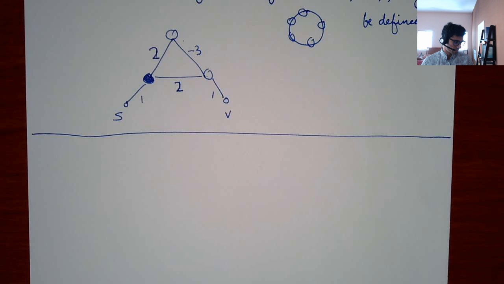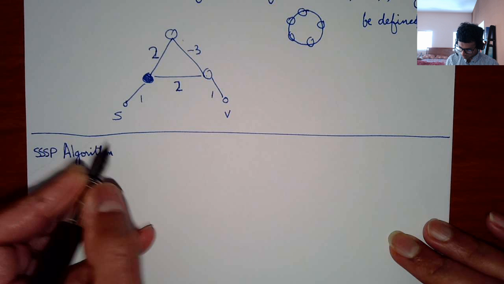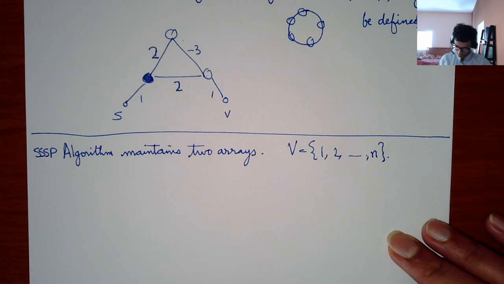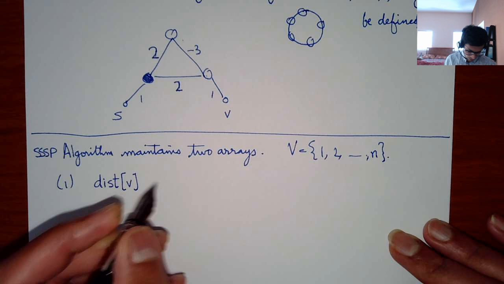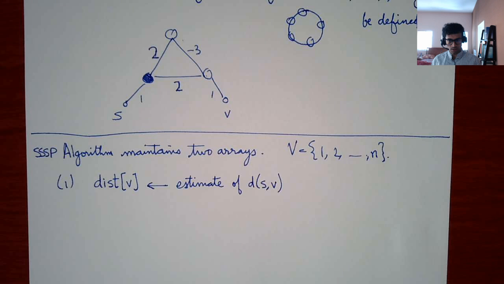So whatever algorithm that we have, the SSSP algorithm, the single source shortest path algorithm, maintains two arrays. We'll assume that the vertices are numbered 1 to n for convenience. The first array is called dist. The dist is going to be an estimate of the true shortest path distance. It's not going to be the true value. It's going to be an estimate that keeps improving as the algorithm keeps running.